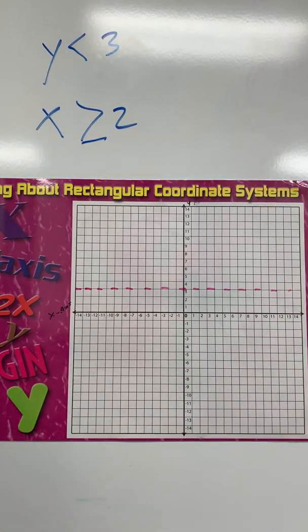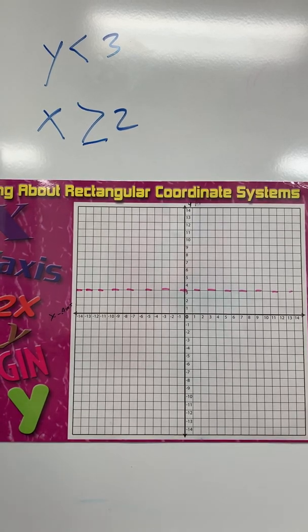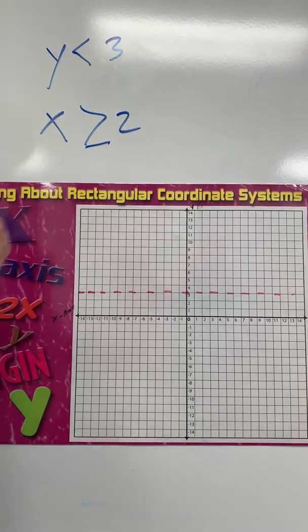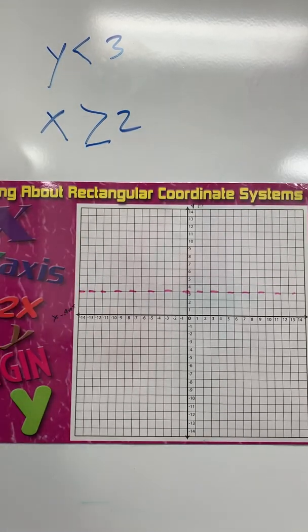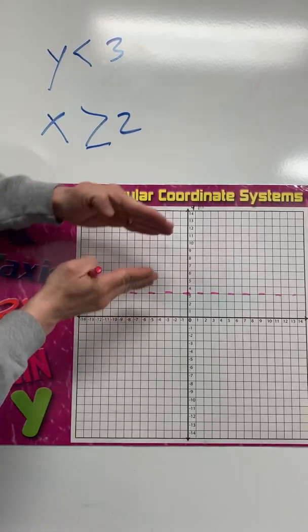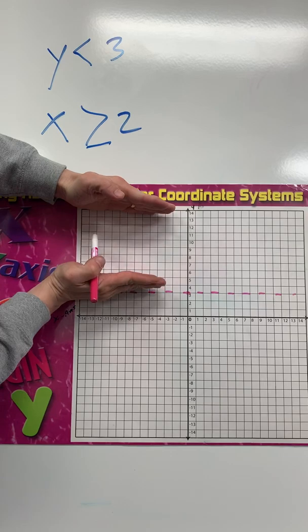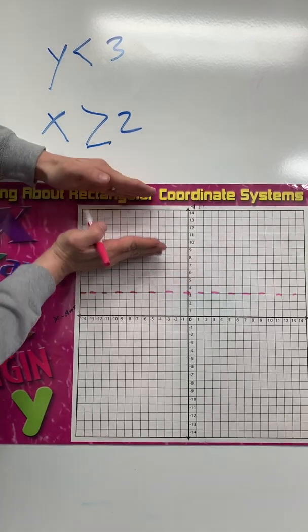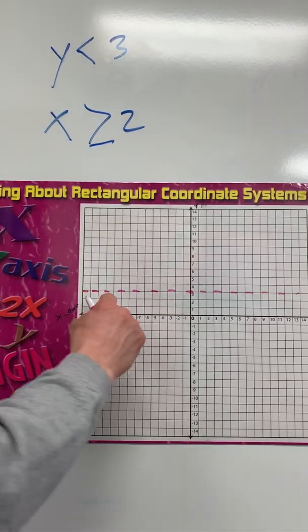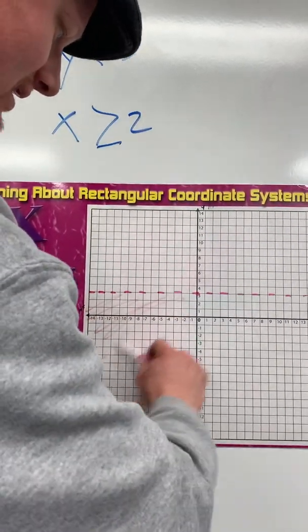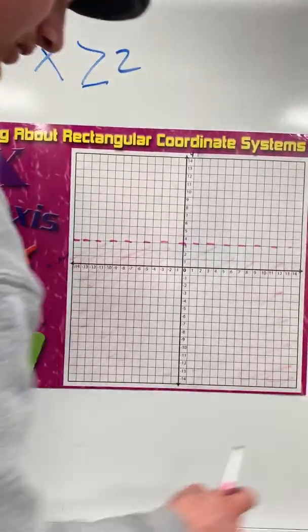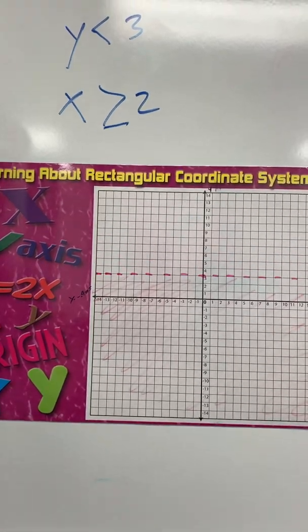Now, the next thing I need to do is shade in. Okay, so it's less than 3. So that means when we're talking about y is less than, everything above that dotted line would be greater than, and everything below it is going to be less than. So I'm going to shade in everything that's less than 3.